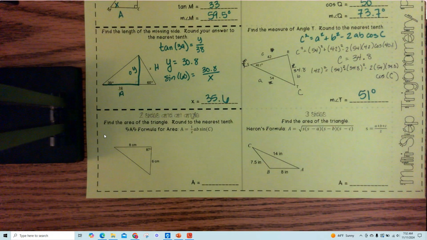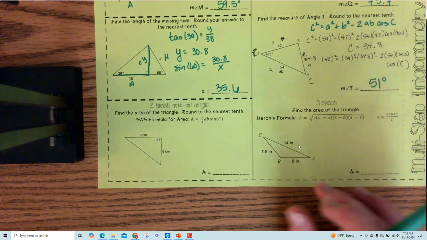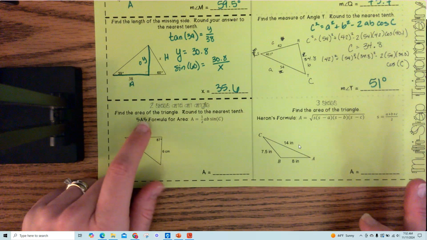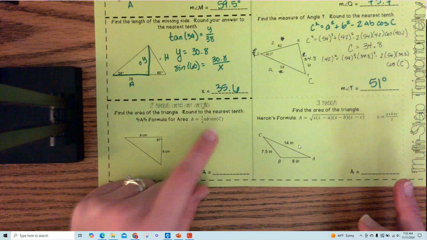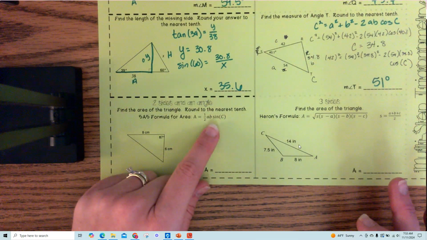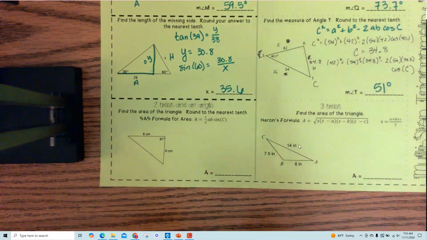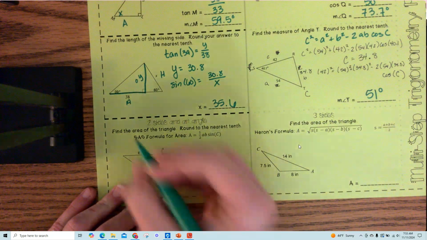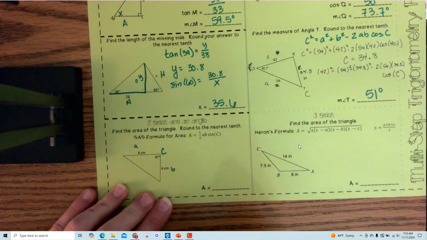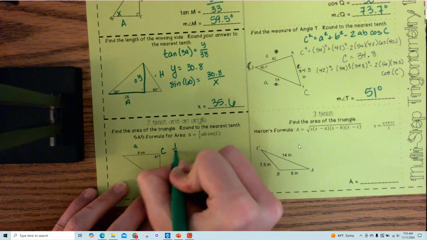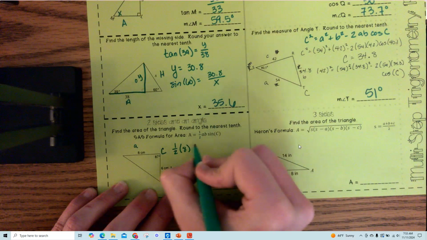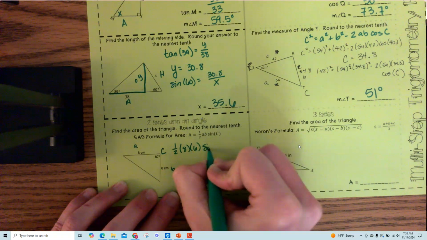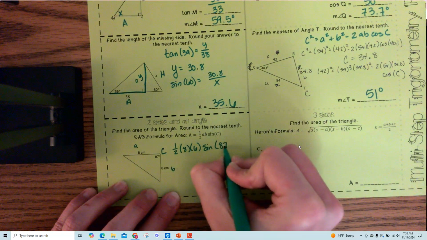Now if we have two sides and an angle, so this is going to be area. So we've got an area formula, and it's this SAS, side angle side formula for area: 1/2 AB sine of C. So in this triangle that we have here, this would be angle C. It doesn't matter which one's A or B. But we can use this formula. So 1/2, A is 8, B is 6, and then the sine of C is 87 degrees.